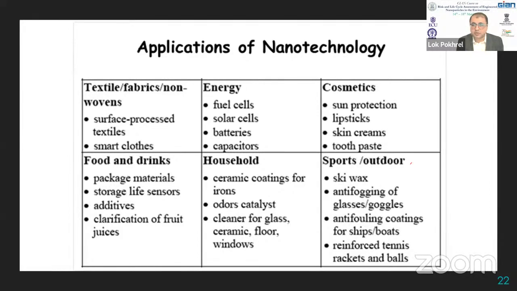Cosmetics: zinc oxide nanoparticles and titanium dioxide nanoparticles have been used in sunscreen. Likewise, in toothpaste, food and drink packaging materials. One of the areas we are also looking at currently in our lab is whether our nanosilver particles can be used in food packaging material to minimize foodborne illnesses.